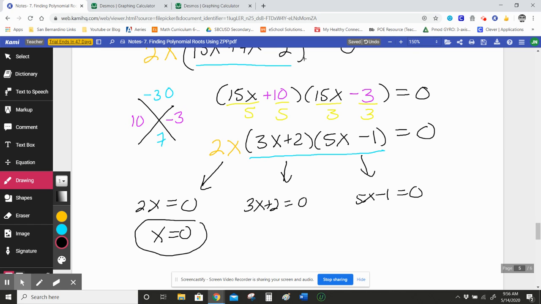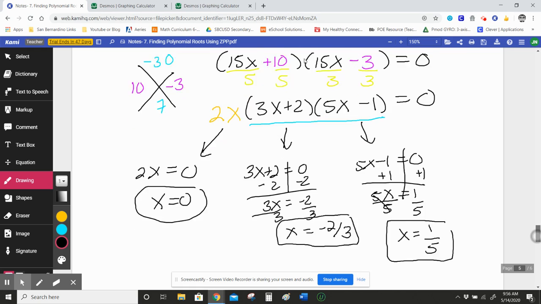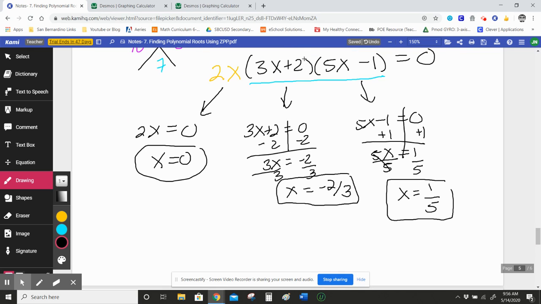Second answer, we draw the wall, subtract 2 on both sides, and then divide by 3. Then we get the second answer is negative 2 over 3. My final answer, same thing, draw the wall, add 1 to both sides. I get 5x is equal to 1, divide by 5, divide by 5. I get x is equal to 1/5. All right, so these are my 3 roots. These are my 3 X-intercepts, if you will.